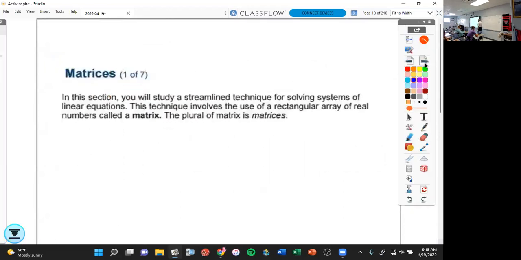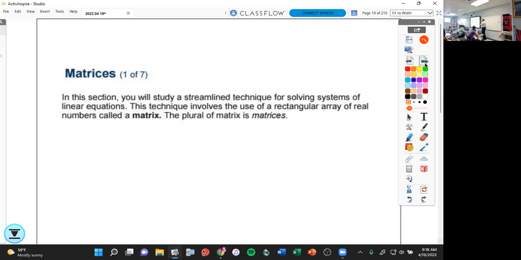It simplifies things. So in this section, you're going to study a streamlined technique for solving systems of linear equations. Notice we're solving linear, right? So in the last chapter, in section 9.1, we talked about solving systems of equations that involve both linear and nonlinear. And then we moved into elimination. We only looked at linear. When you're dealing with matrices, we're only going to look at linear equations.